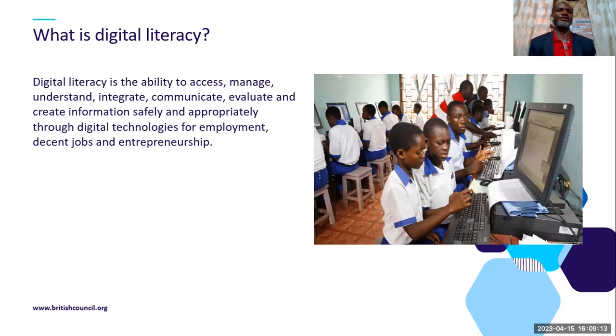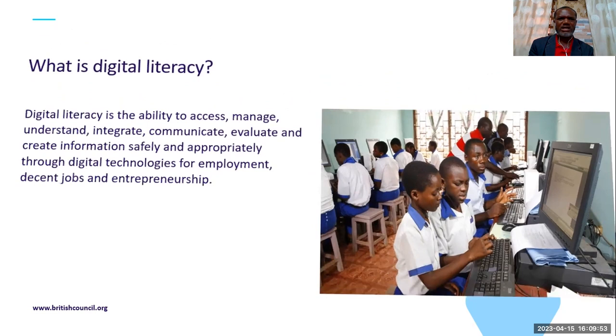So what digital literacy is basically, we know that digital literacy is the ability, number one, to access, then to manage, to understand, to integrate, to communicate, to evaluate, and create information safely and appropriately through digital technologies for employment, decent jobs, entrepreneurship, etc. So that is just a summary of what digital literacy is. And then we go ahead to look at the components.